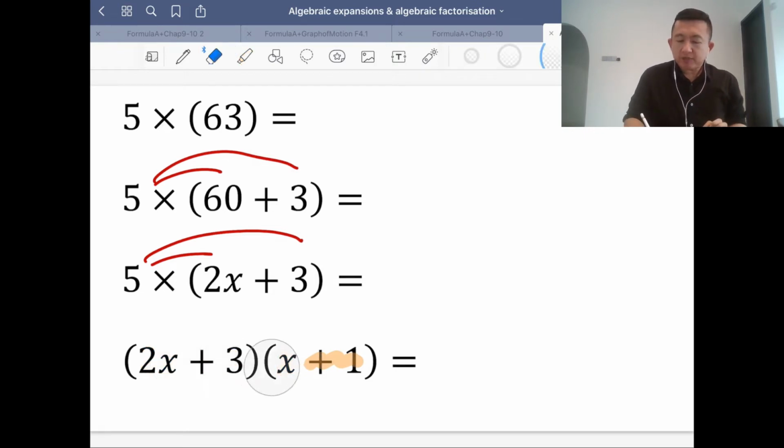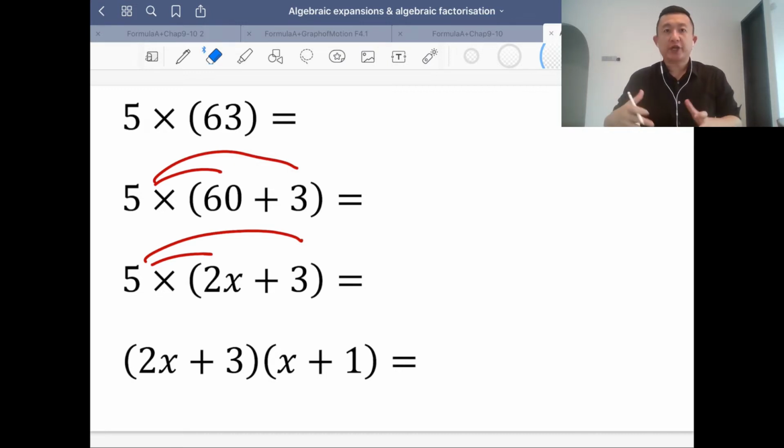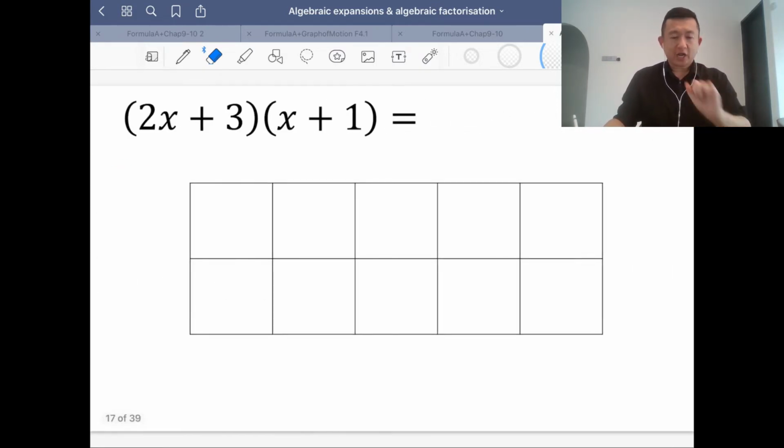You are multiplying 2 algebraic expressions, so we call it expansion. So we expand it so that it's longer. I will show you 2 methods on how to sort out algebraic expansions. The first one, I call the grid method.